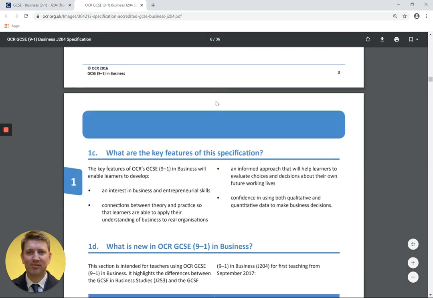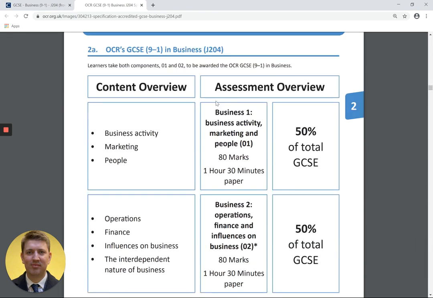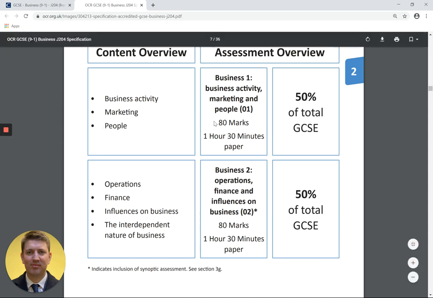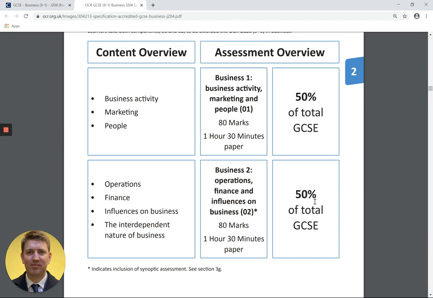So if you have a look, first of all, page 7, I believe. Yeah, so this is page 7, our first important page, I guess. There's 7 bits that you need to learn within GCSE business across the 2 years, and they're listed on the left-hand side. But just going back a step, there's 2 exams that you're going to do at the end of year 11. Hopefully you know that by now.